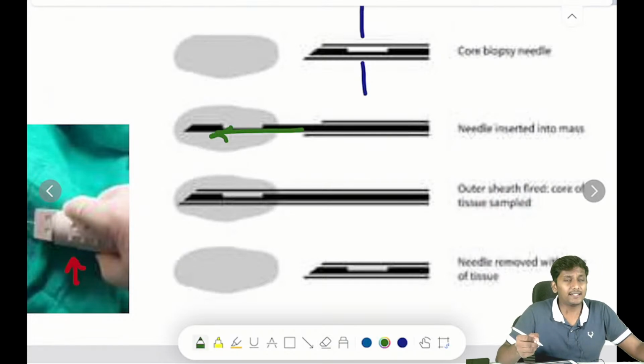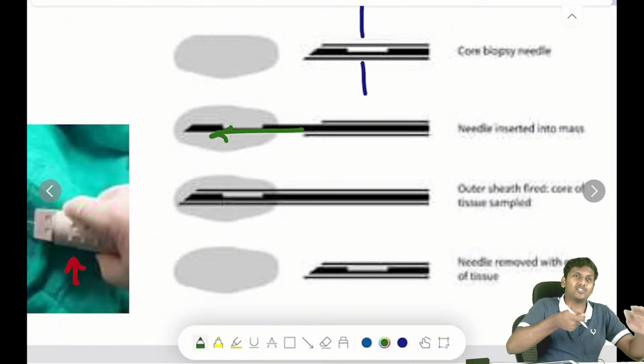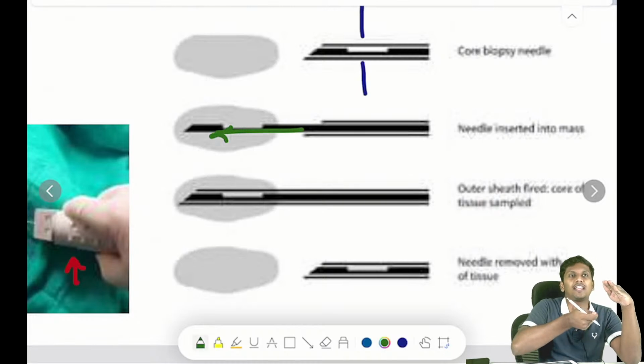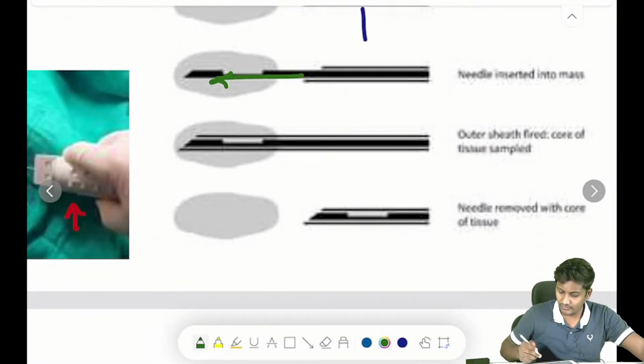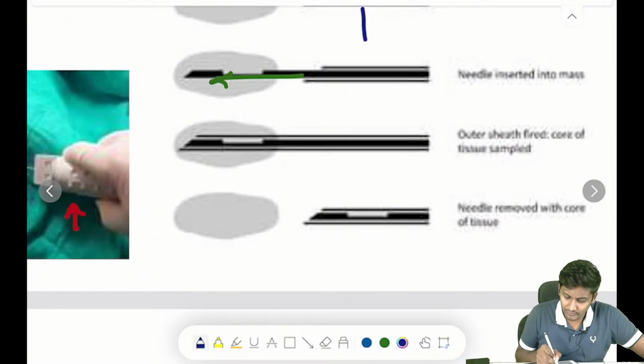Okay, once it goes inside the mass, definitely we are going to try to take some amount of tissue from there, from the mass. By manipulation we are trying to take some mass from there, and once we have taken the mass, then definitely we will pull back the needle.